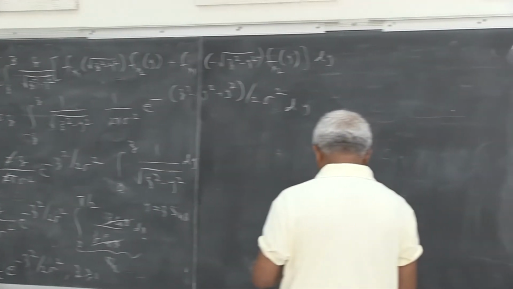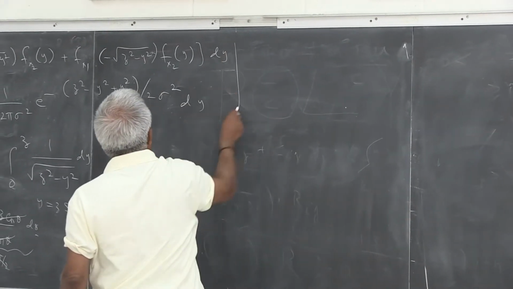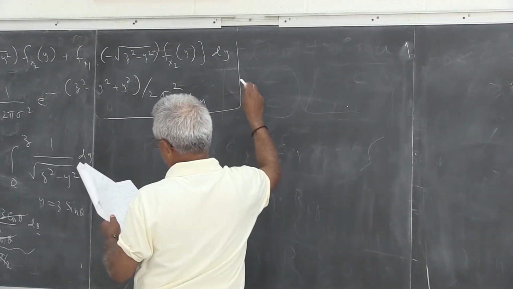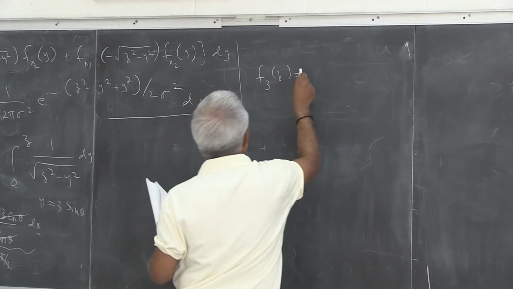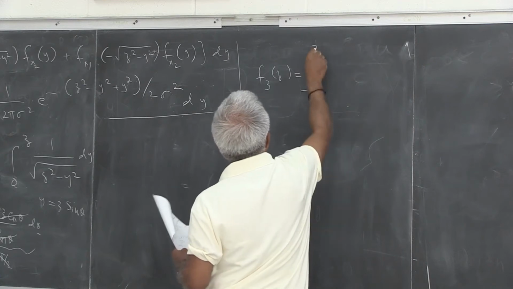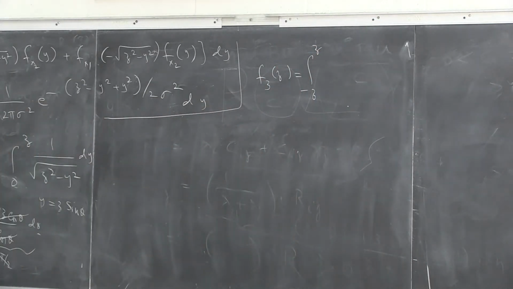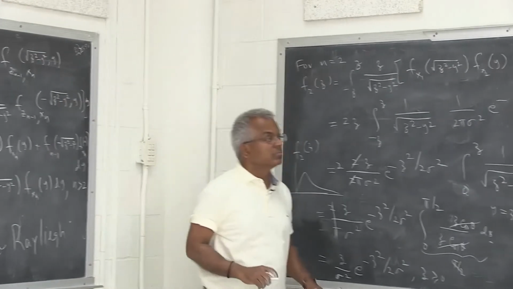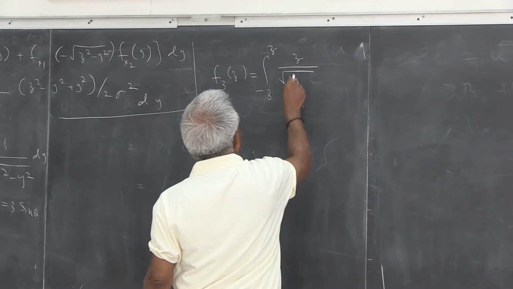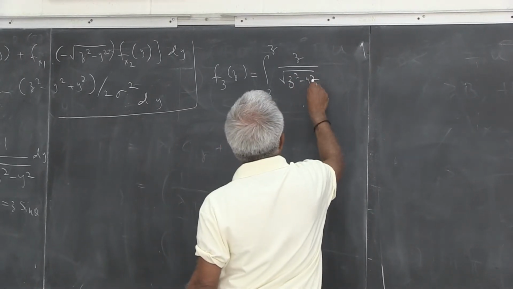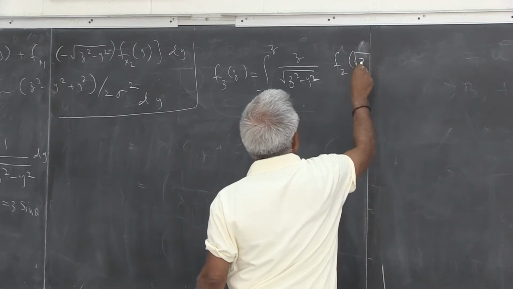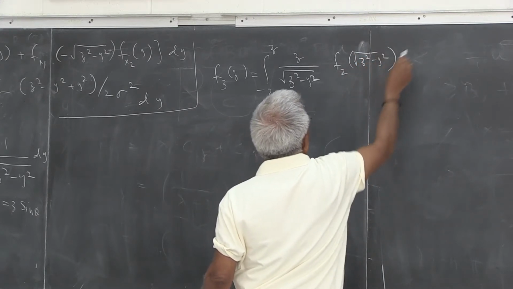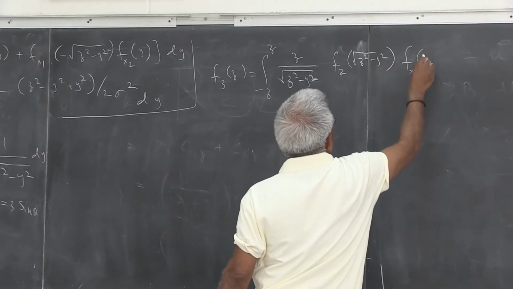So for example, f3 would be, so from here, f3 of z, with the 3 random variables, would be the integral from minus z to z of z over square root of z squared minus y squared, times f2 of square root of z squared minus y squared, and f of y dy.